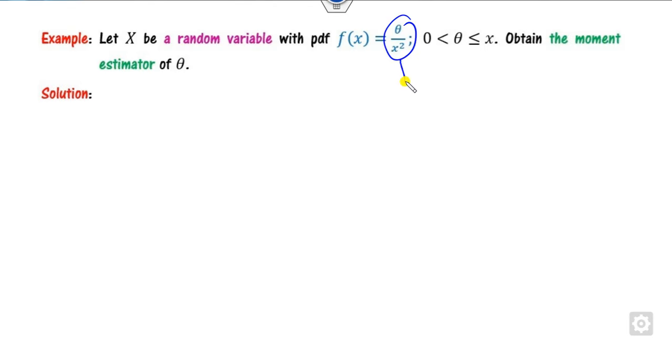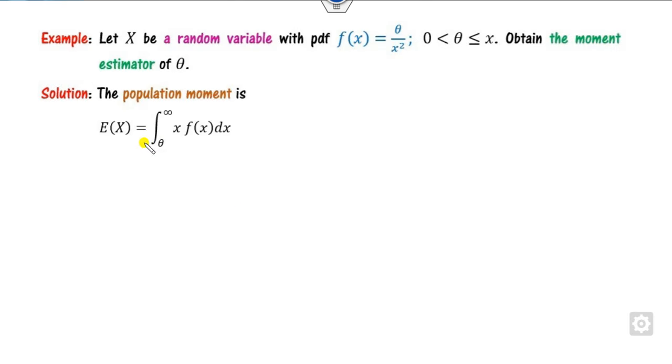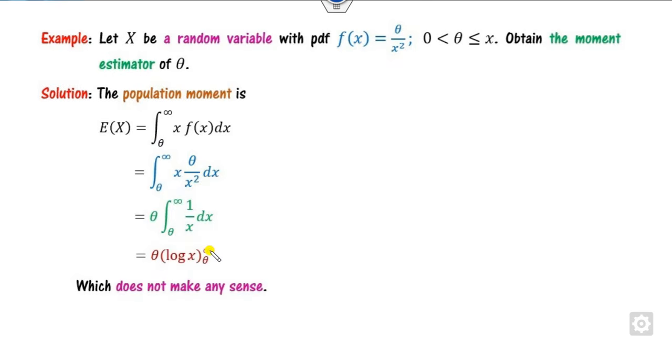Again, you can see how many unknown parameters are there. You can see this is only one. So you can find the value of theta here. You can substitute this value, you will get here. What is the integral of 1 by x? Log of x. But when you take log of infinity, that doesn't make any sense. It means we are unable to find the value of theta from this.